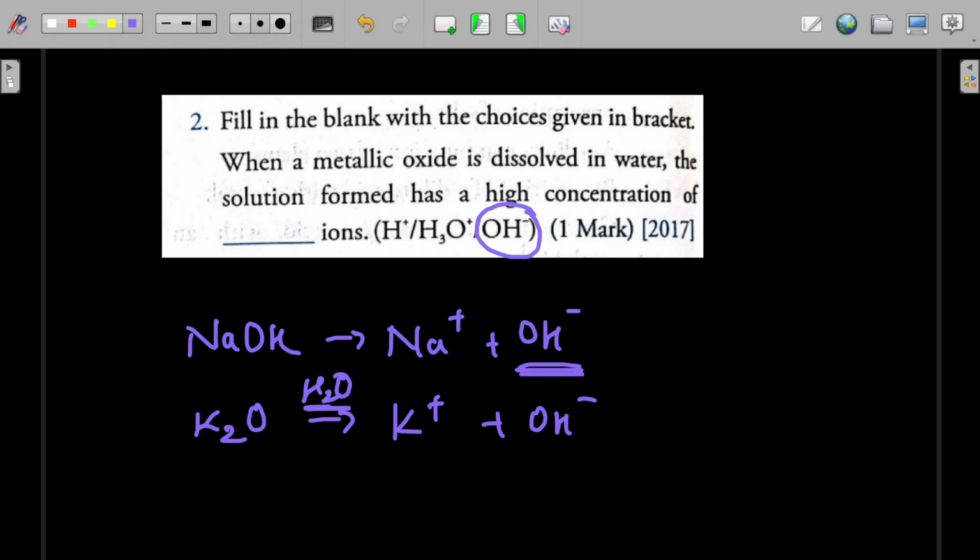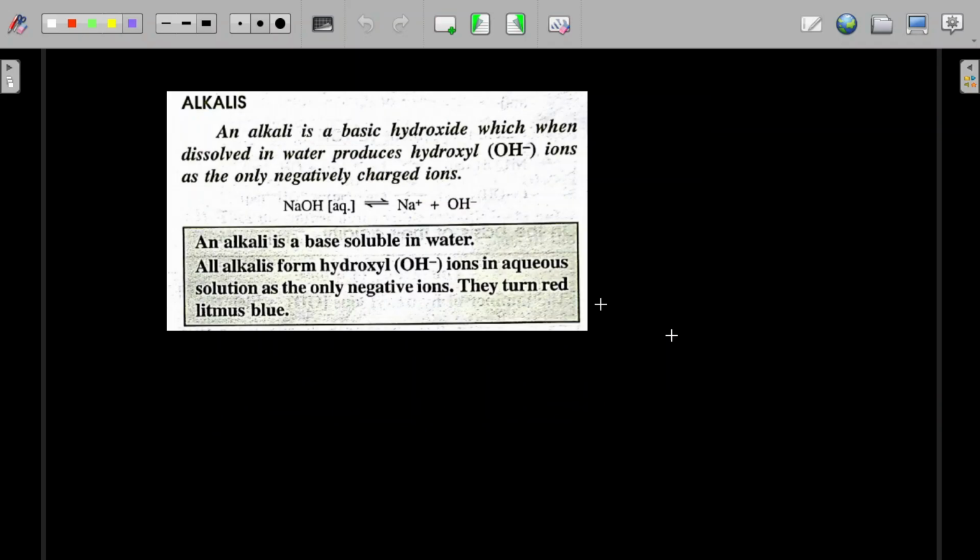For bases, it is always OH minus as the negative ion, and for acids, it is hydronium ion as the positive ion. Okay, alkalis. See, this difference we should know. What are alkalis? Simple words. An alkali is a base soluble in water. Very simple. All the bases are not soluble in water. Only some of them are soluble in water. Those are called alkali.